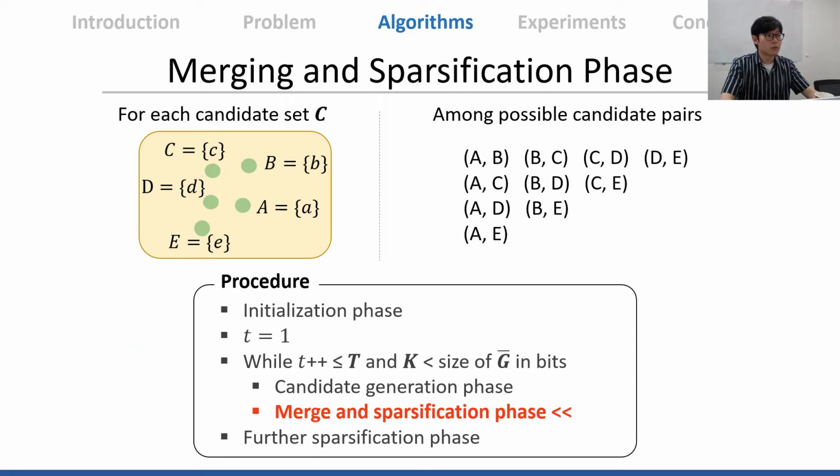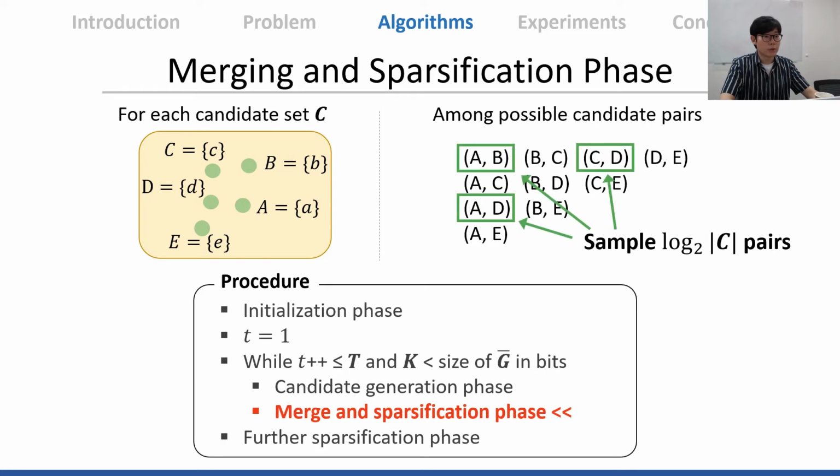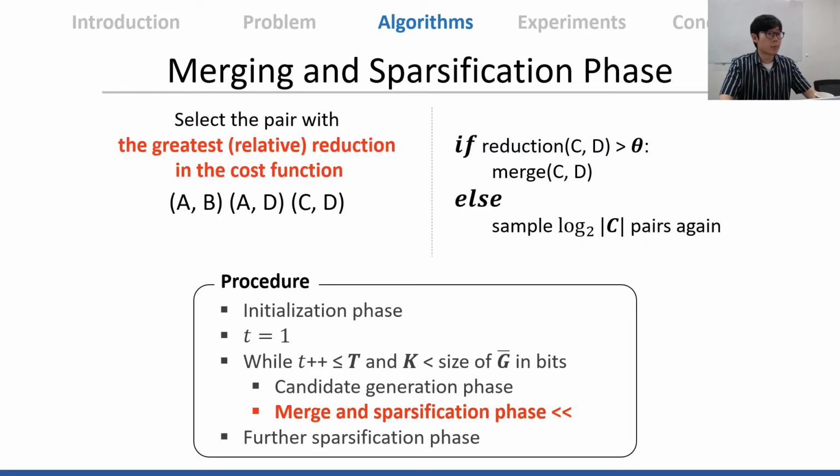Among all possible supernode pairs in each candidate set, whose size is |C|, SSumM randomly chooses log2|C| supernode pairs. For example, in the candidate set in the figure, there are 10 possible pairs. Among those 10 pairs, we sample 3 supernode pairs. Among the sampled pairs, SSumM selects one that leads to the greatest reduction in the cost function. In this case, supernodes C and D are such a pair.